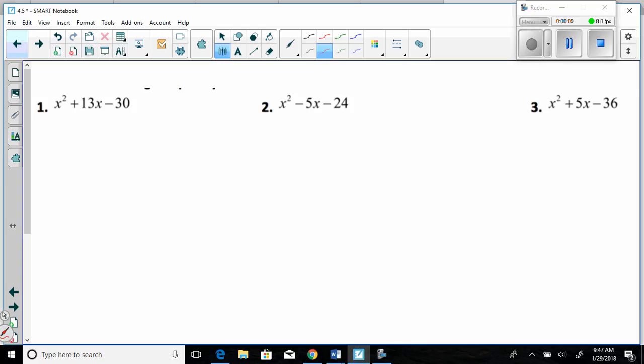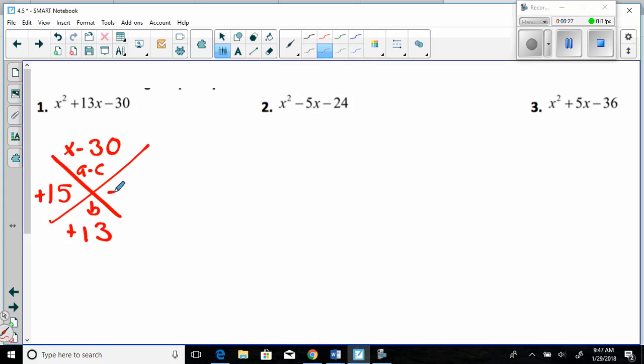So you draw your factory X, and then you put negative 30 at the top and positive 13 at the bottom. Then you put positive 15 on your left and negative 2 on the right. How would you know that's positive and that's negative? Because you have to add to positive 13.